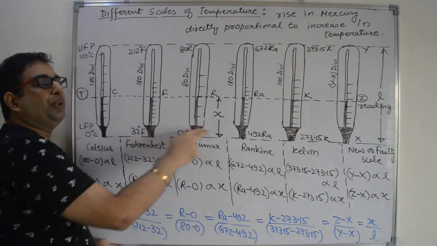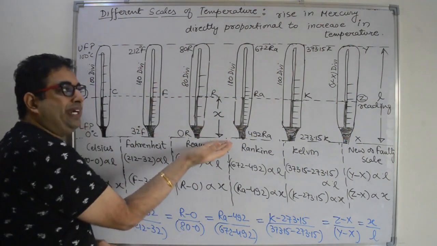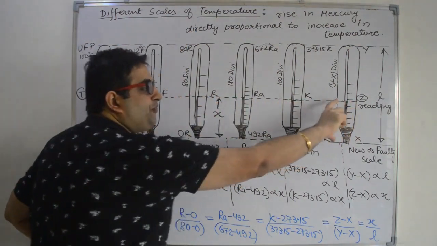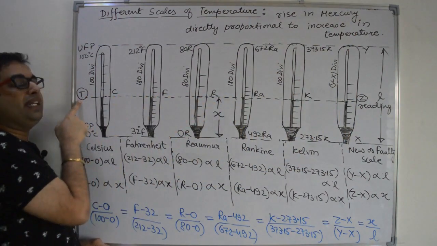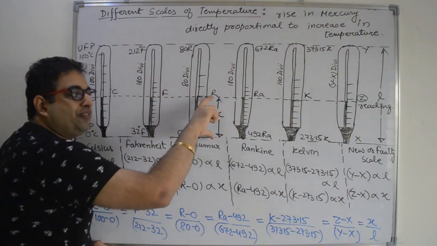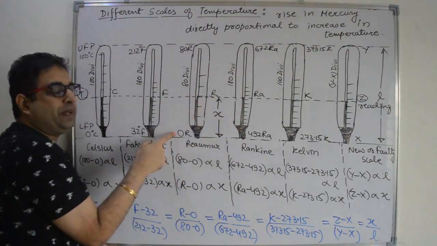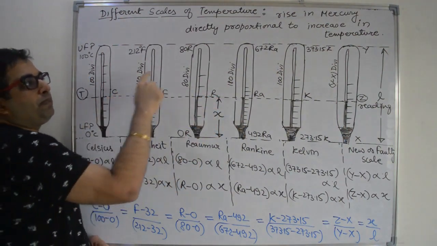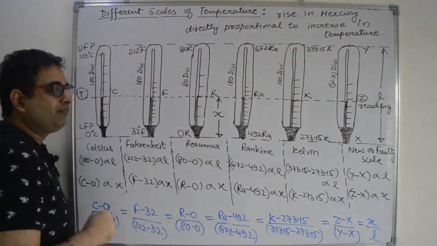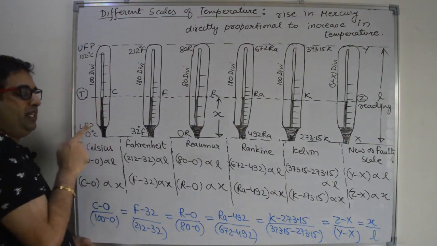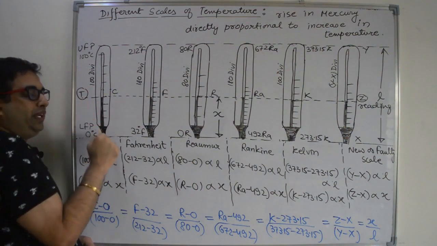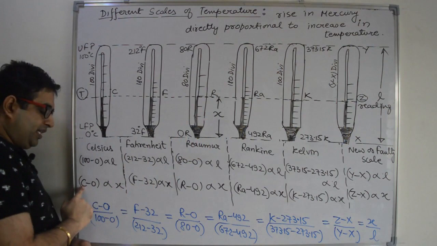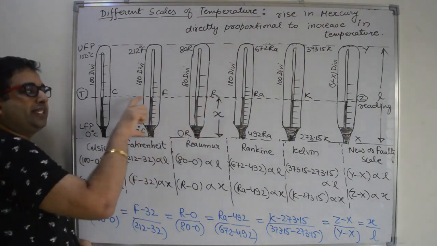Why? Because their units are different. Their lower fixed points and upper fixed points are different, but the height of mercury will be the same for all the different scales at temperature T. Suppose the height of the mercury is x with respect to the lower fixed point. So this height is proportional to the increase in temperature. What is the increase in temperature here? From 0 to C. So the increase in temperature is proportional to the height of mercury. So C minus 0 is proportional to x.